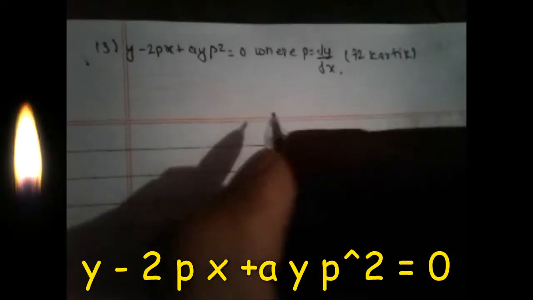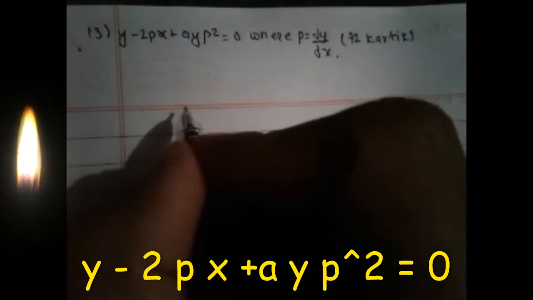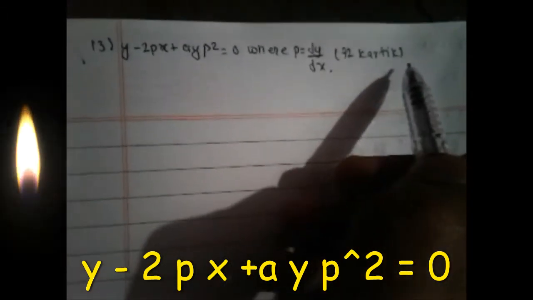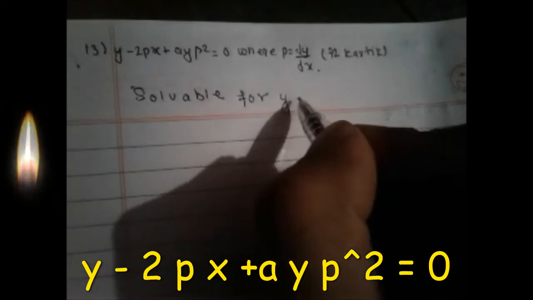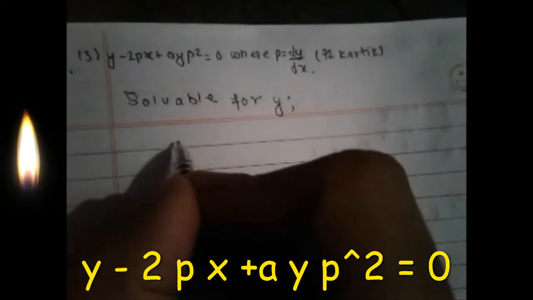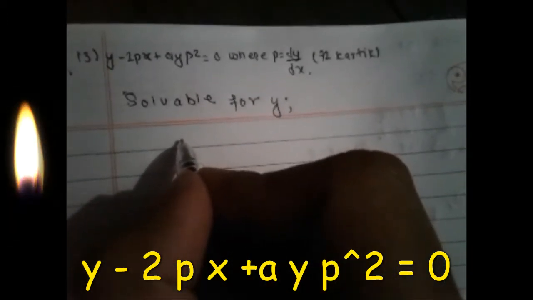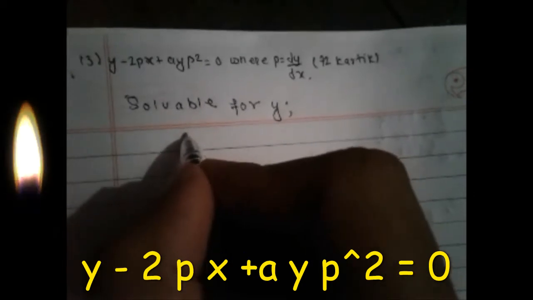Alright, let's do a new question from differential equation from 72 Karthik in IOE. This is a question solvable for y. Then how can it be solved for y? Let's figure it out.